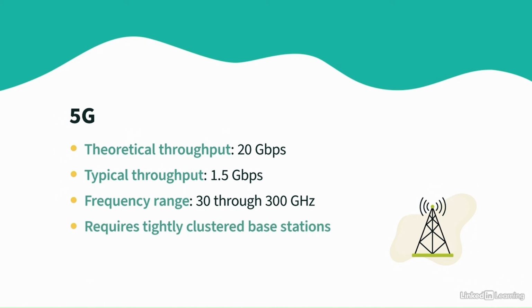Instead, we're going to have lots of base stations clustered tightly together. For example, in a large city, there might be 5G base stations mounted on street lamps or traffic lights. The good news is, once they are installed, these 5G base stations can support lots of simultaneous connections while giving us that incredible throughput. And 5G gets even better.